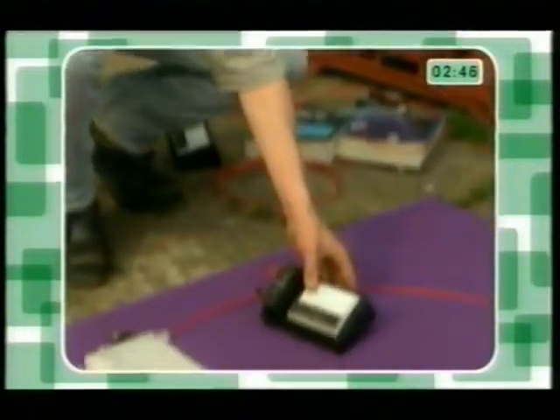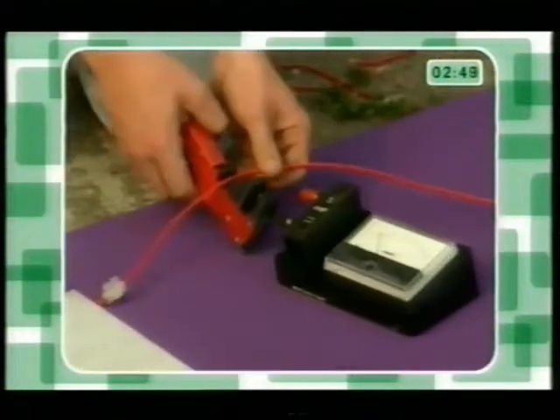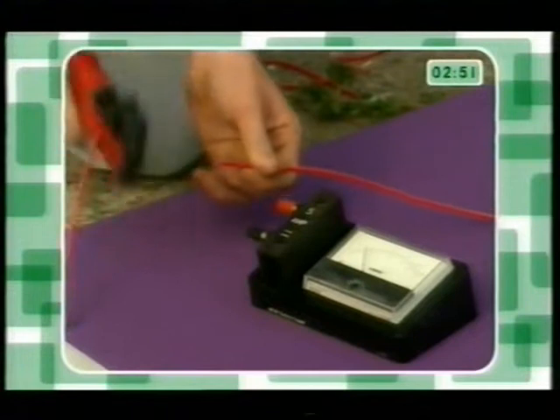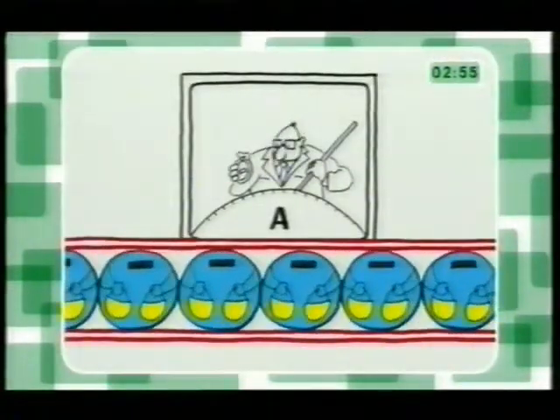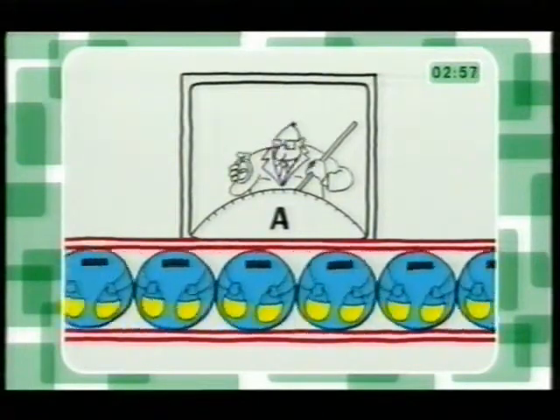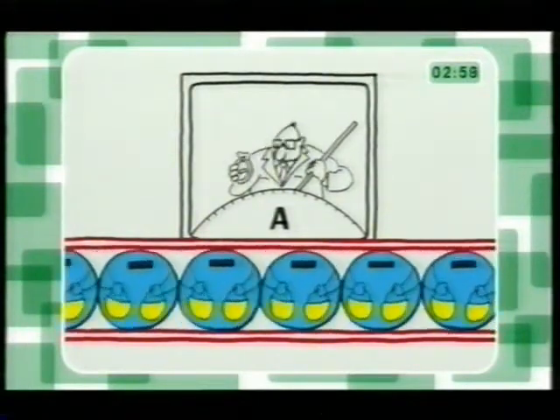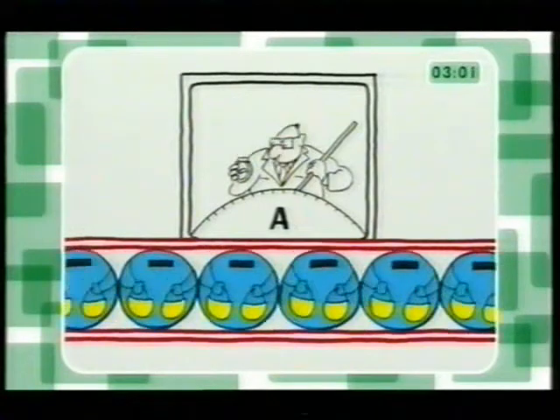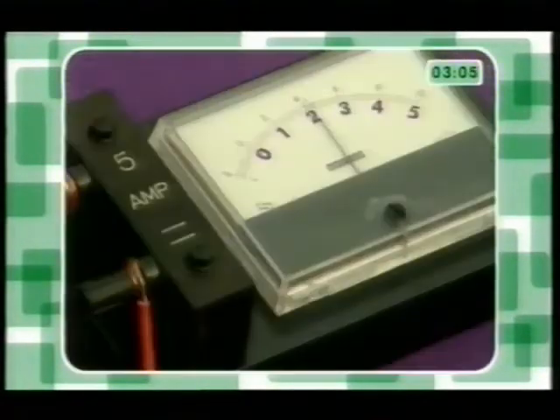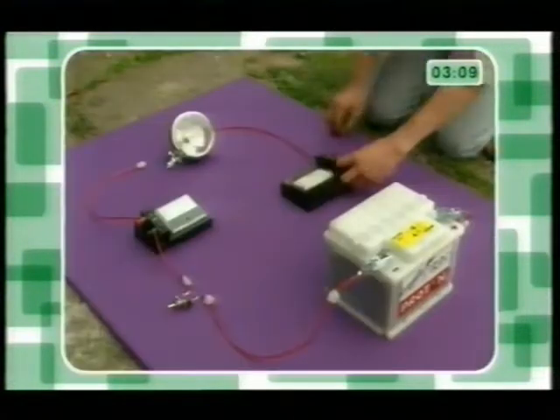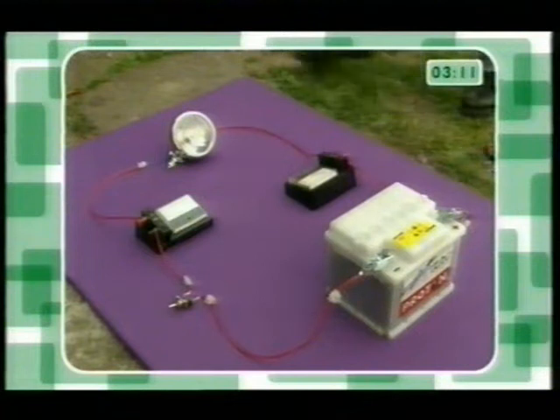The size of an electric current depends on the rate of flow in the circuit. An ammeter measures current in units called amps. A current of 1 amp means that 6 million negative charges are passing through the circuit every second. Reading off the bottom scale on the ammeter, the current is 2 amps. So what will the current be here?